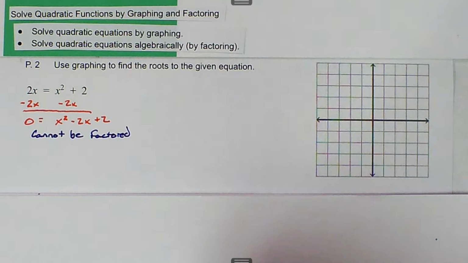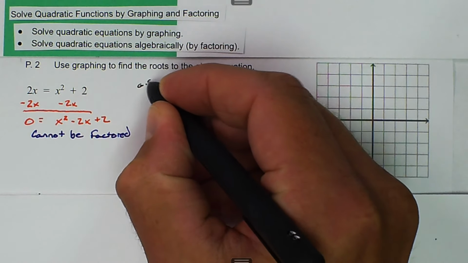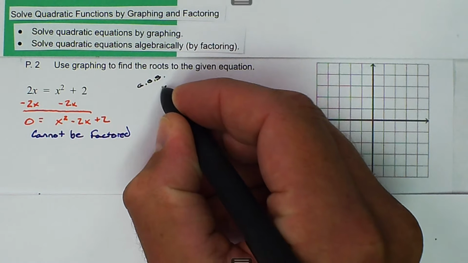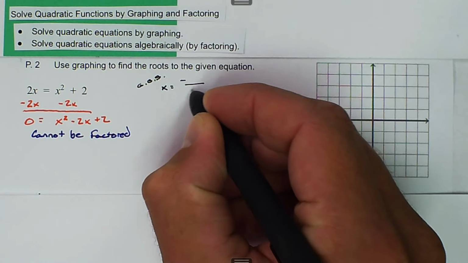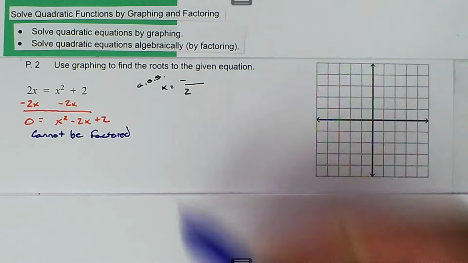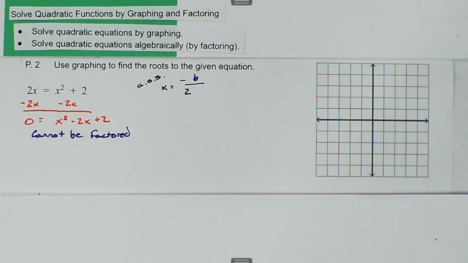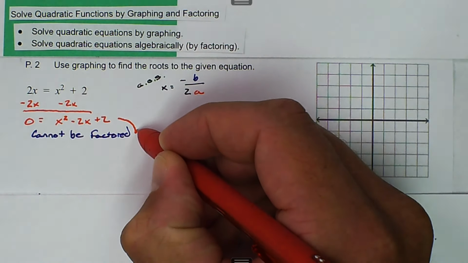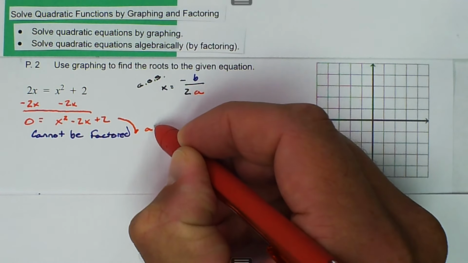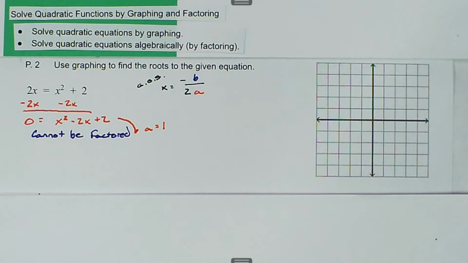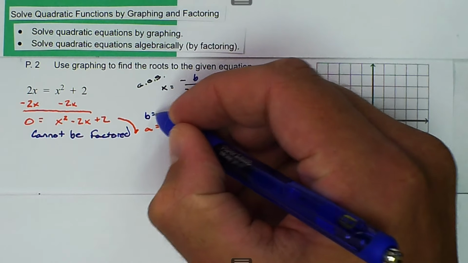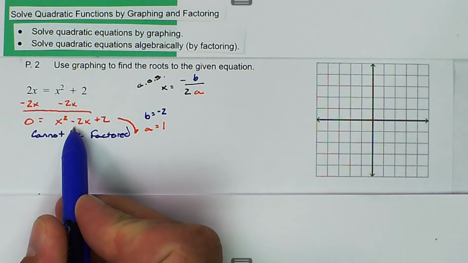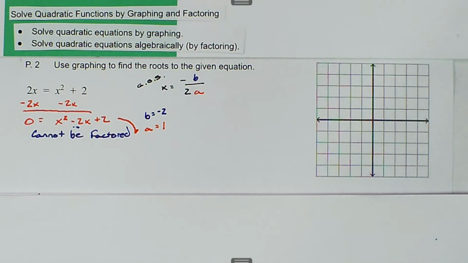So what we want to do is use our axis of symmetry. So we know that x equals negative b over 2a, and the negative and the 2 are always there. And as we look at this function right here, we know that our a value is equal to 1, and our b value is equal to negative 2. So that's our b value right there, and our a value comes from the front.